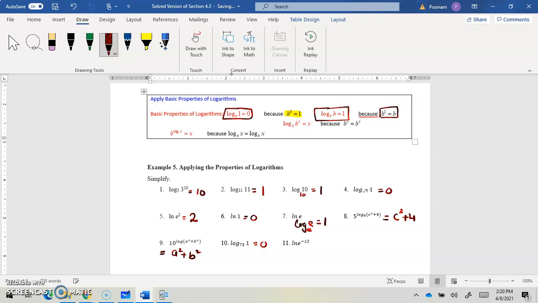11th, natural log of e raised to power negative 12. Natural log is log with base e, of e raised to power negative 12. Natural log and exponential cancel each other. The answer is negative 12.